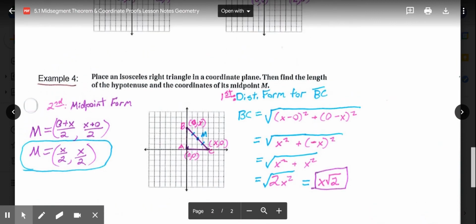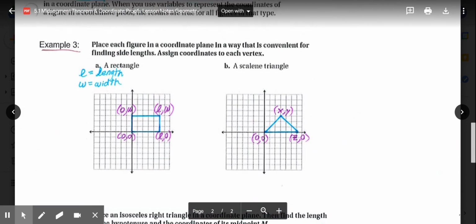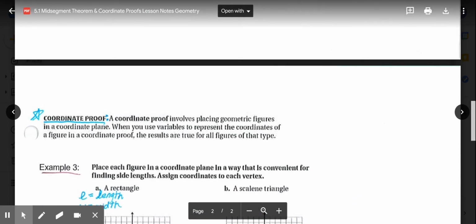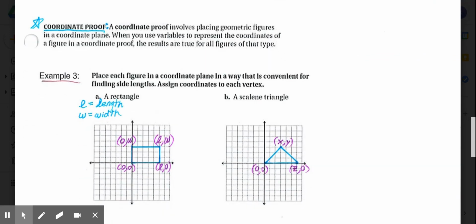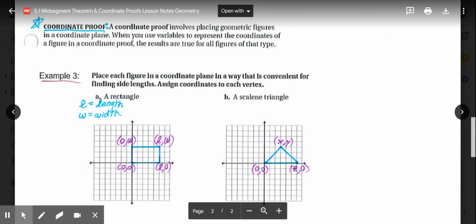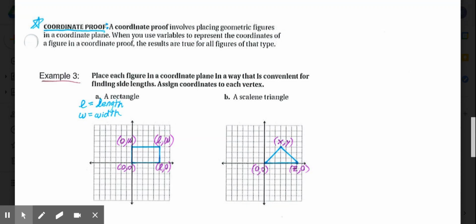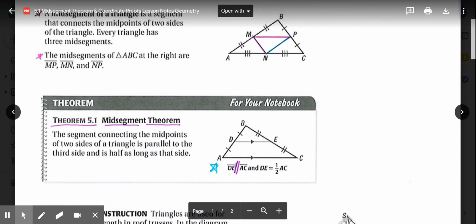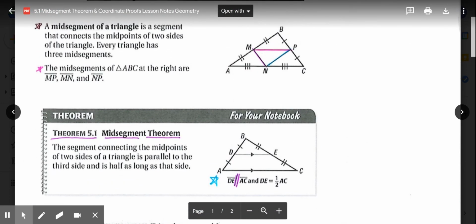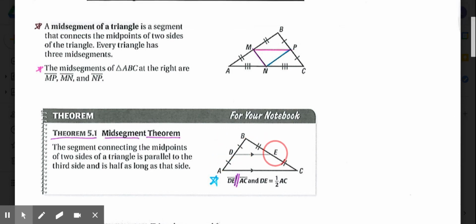Now going back though to the main idea of today's lesson, the idea of coordinate proofs is using variables to represent values on a grid to show rules that are true for all types of those figures. And then back to the idea of a midsegment and a midsegment theorem, meaning if DE is that midsegment, it's parallel to AC and half of its measure.